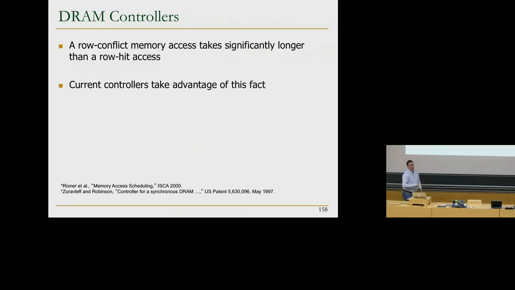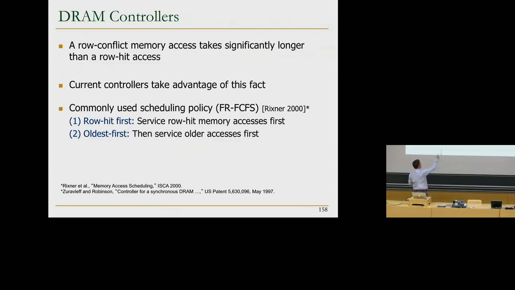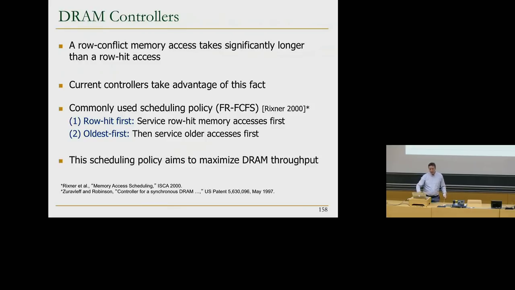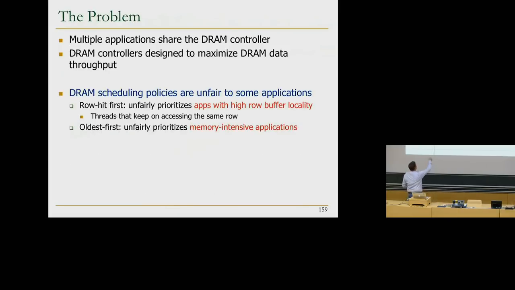So you realize that there's a row buffer, and the most common scheduling policy tries to give priority, if there are multiple outstanding requests, to the one that is already in the row that is accessed. So this scheduling policy is really good to increase your throughput. It's not really nice if you are trying to do something else. So the DRAM scheduling policy is unfair towards some applications. It prioritizes apps with high row buffer locality, and other parts of it prioritizes memory intensive applications over ones that don't.